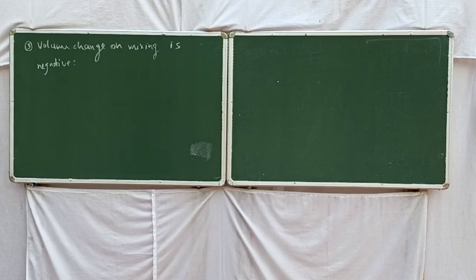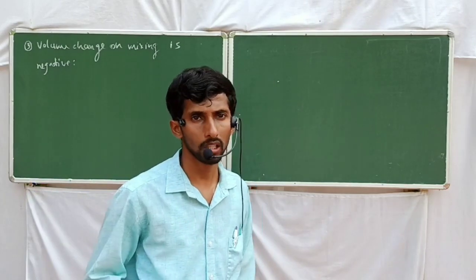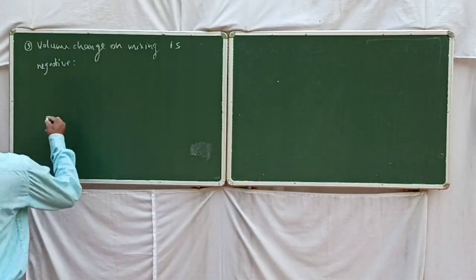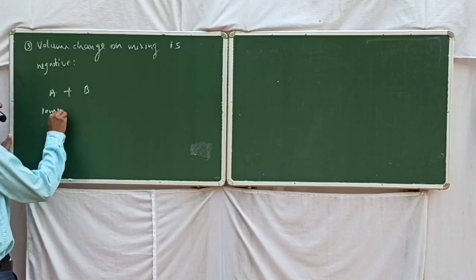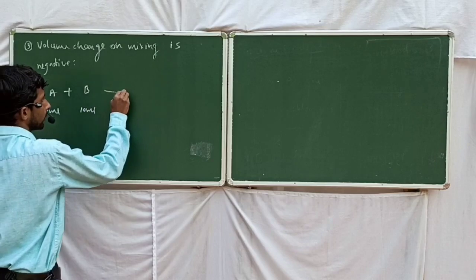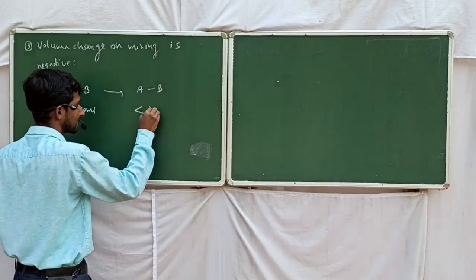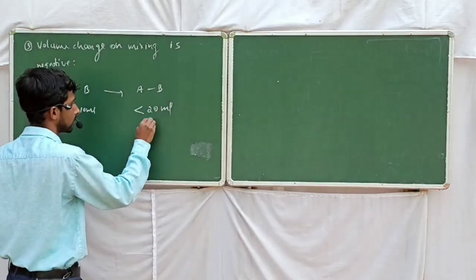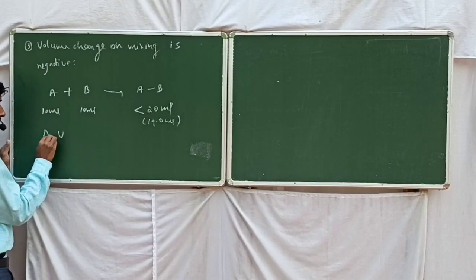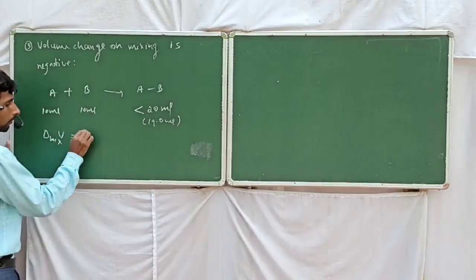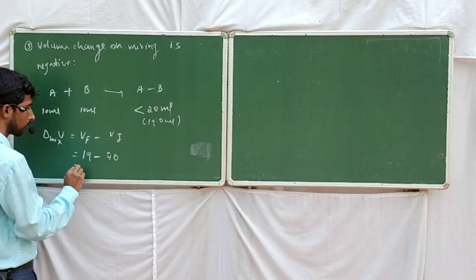Next point, volume change on mixing is negative. In case of non-ideal solution showing negative deviation, volume change on mixing is negative. So take two components A and B. You are taking 10 ml of A, 10 ml of B. Upon mixing, that will form a solution. Then the solution volume is always less than 20 ml. Just assume you are getting 19 ml. So we can calculate delta V, volume change on mixing, equal to V final minus V initial, that is equal to 19 minus 20, that is equal to minus 1.